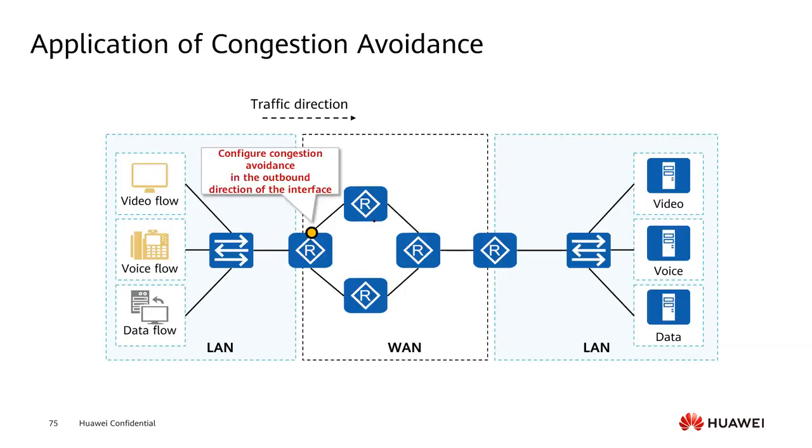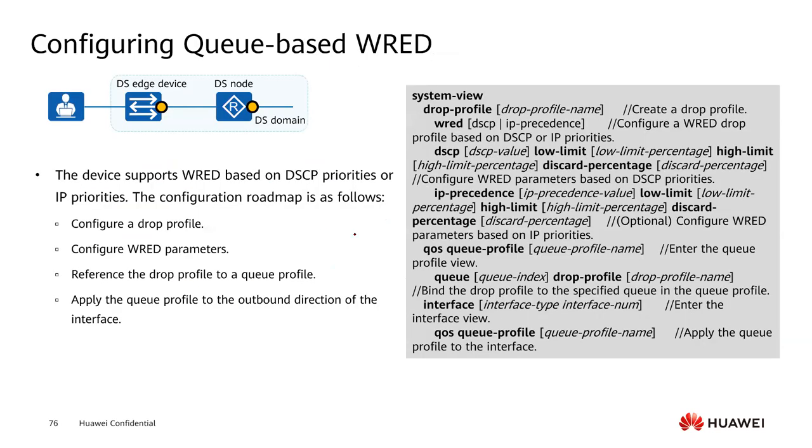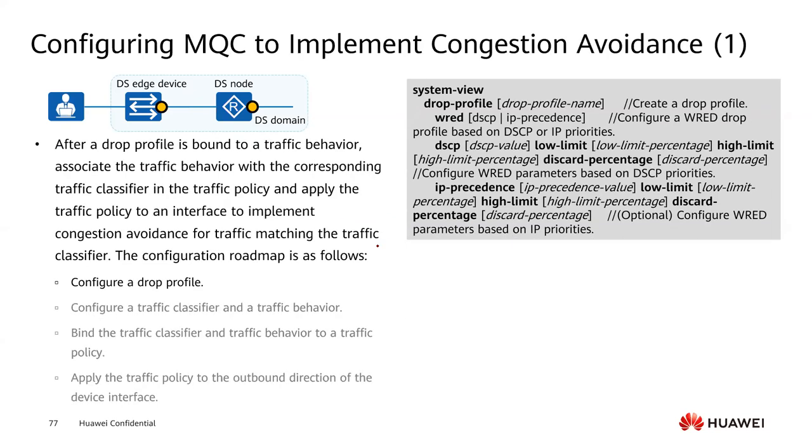So WRED can only be used in the outbound direction, for congestion avoidance. As we said before, most of the time the outbound interface will have the congestion. So congestion avoidance can only be deployed in the outbound direction here. So this is congestion avoidance. About the configuration, we just passed.